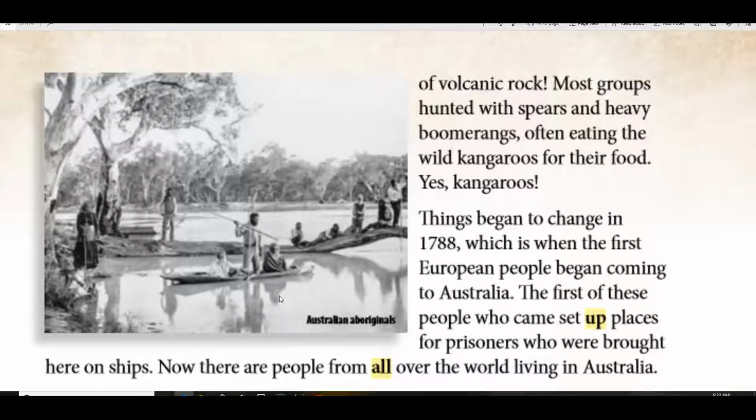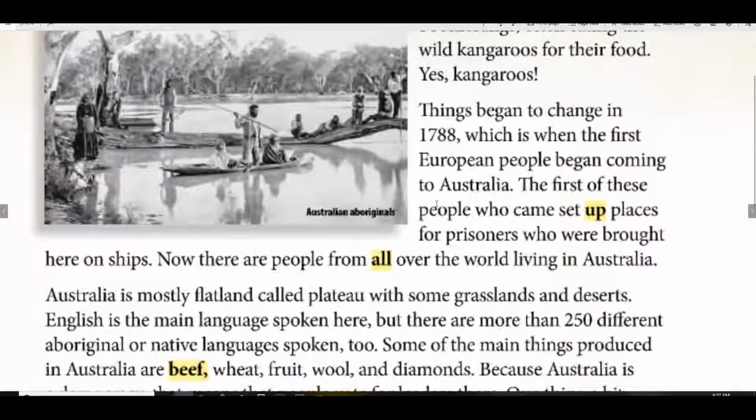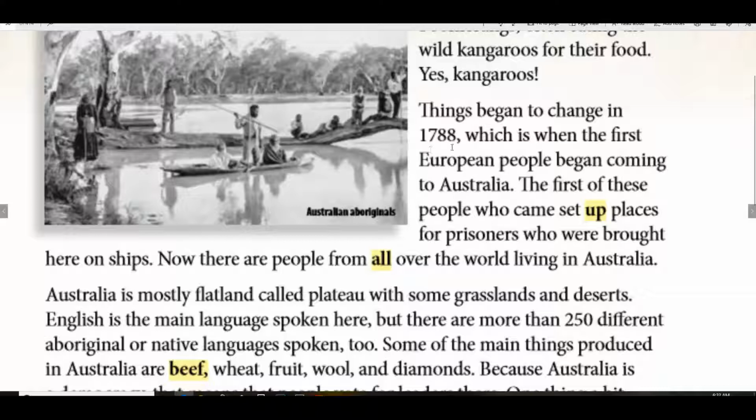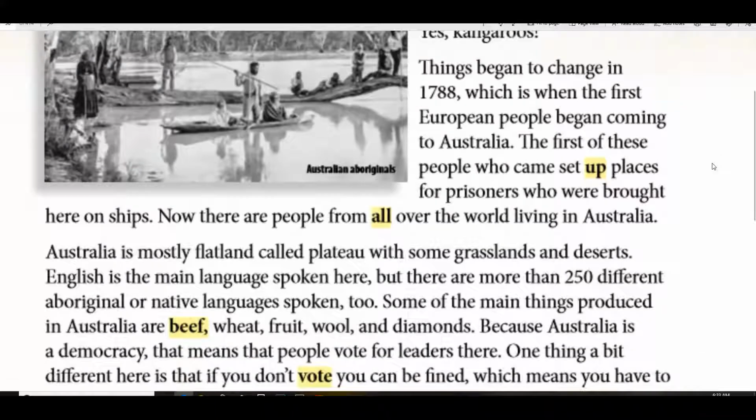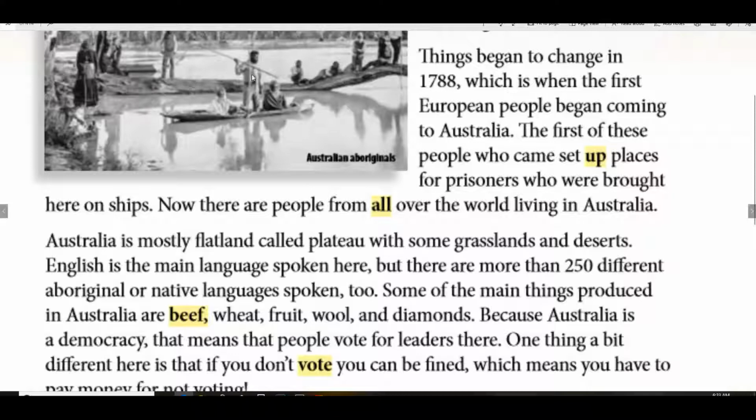Most of these groups of people hunted with spears and they used heavy boomerangs. And they would eat wild kangaroos. Would you like to eat kangaroo? Do you know why they ate kangaroo? Where do you find kangaroos? In Australia. Things began to change, though, in the year of 1788. That's when the first people from Europe started to come over to Australia. And the first of these people who came, they set up places for prisoners. And they brought them there to Australia on ships. They were prisoners.